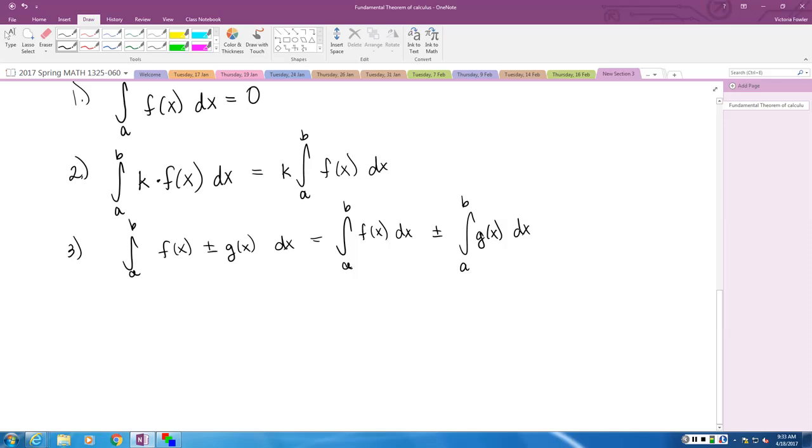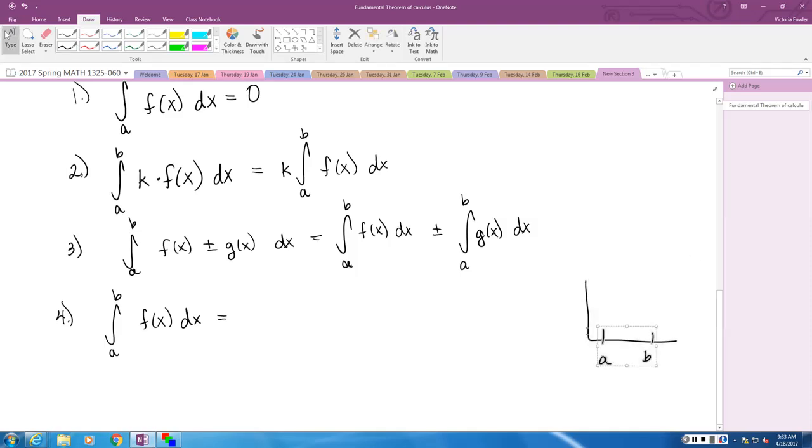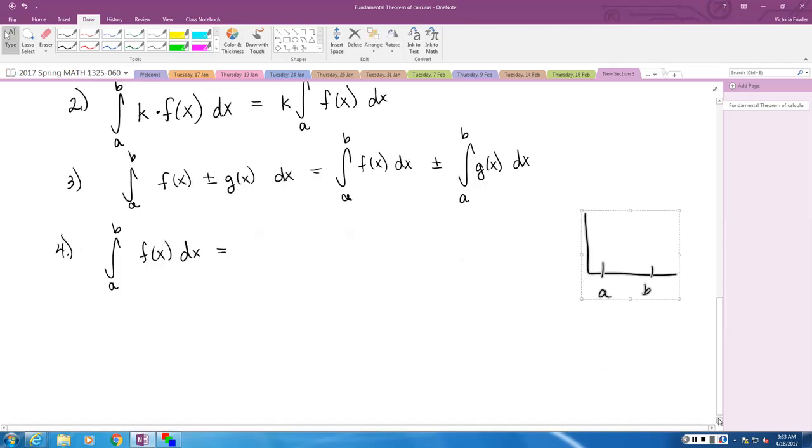Okay. The next one's kind of interesting. We didn't have the opportunity to see this one until now. Let's talk about going from A to B. We're going to use f to be our function again. Let me move this up because I've got a few people struggling to see it. Is that better?